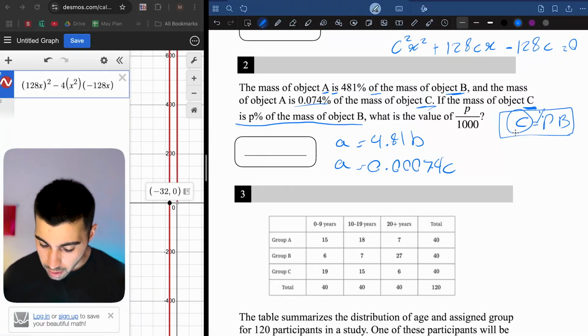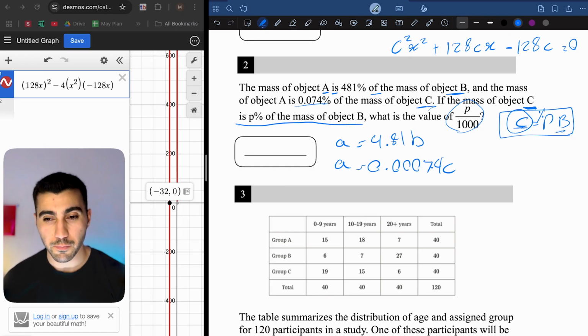So that means we have to isolate the C. What is the value of p over 1,000? Okay, let's first find p. To be able to do that, we have to isolate the c and write it in terms of b, right?